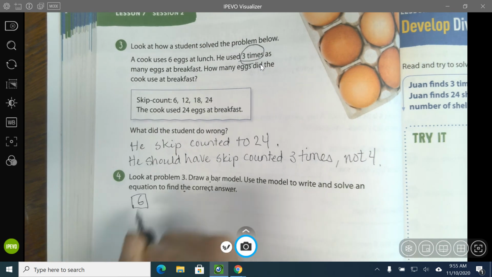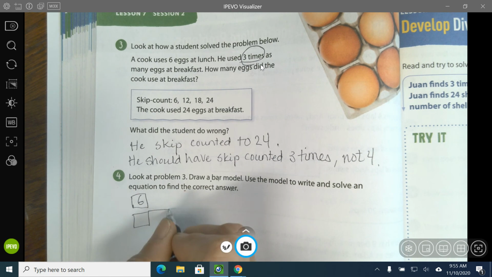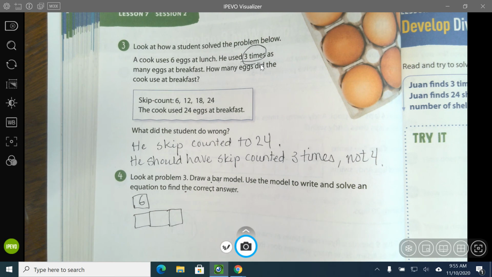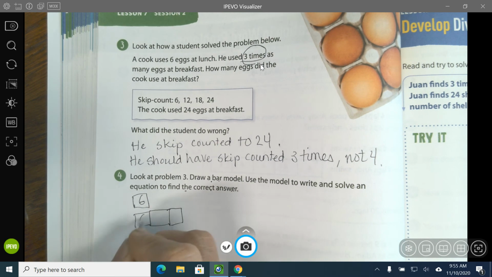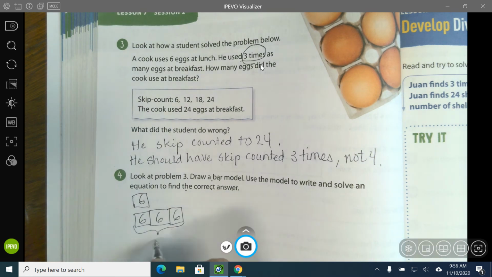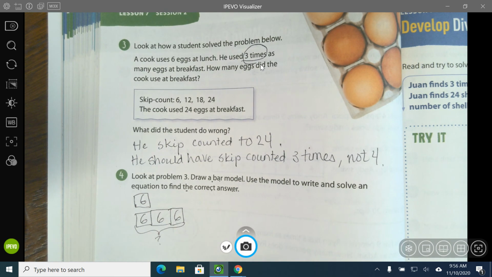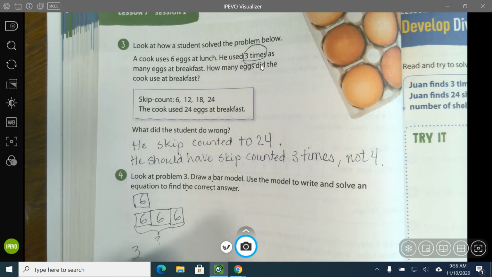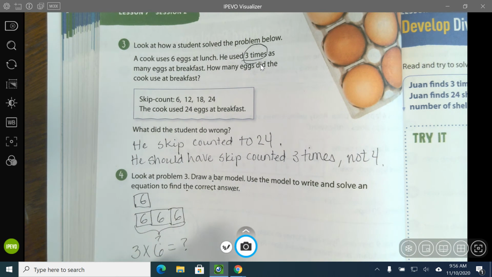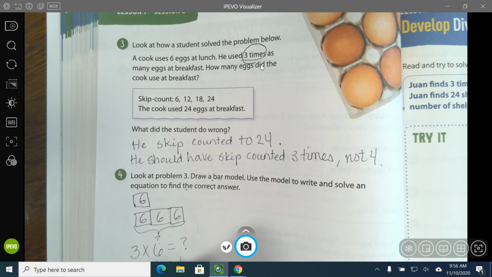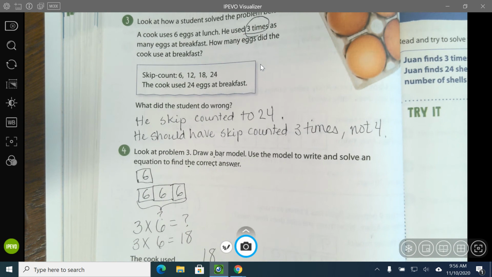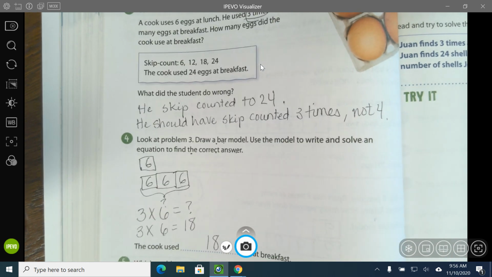6. Malachi, how many boxes am I supposed to draw on this bar model? 3. And each one of these boxes, what number should I put in? 6. Perfect. Okay, and then I have this bracket with a question mark. Now I'm going to have to write an equation. This is going to be 3 times 6 equals question mark, or unknown. And then I solve it. 3 times 6 is 18. So the cook used 18 eggs at breakfast. So far, so good?